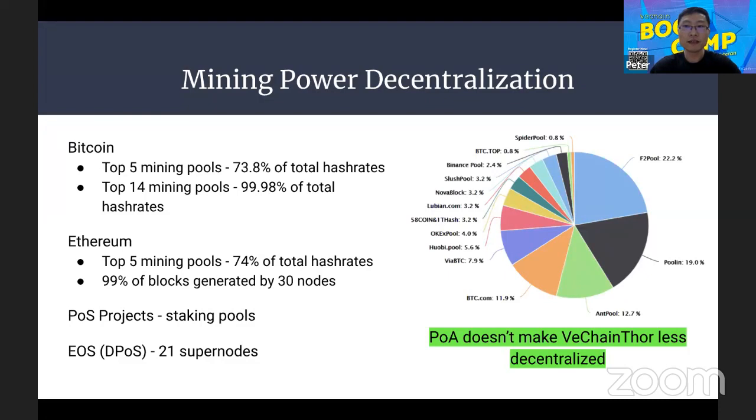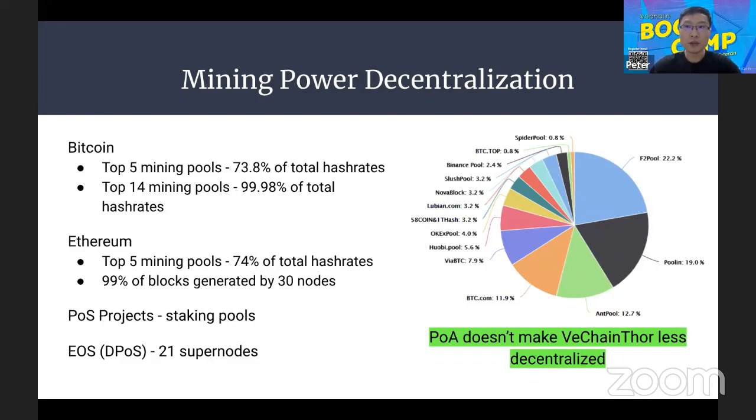I did a little bit of calculation here, and the results show me that the top 5 mining pools control 73.8% of the total hash rates, and the top 14 mining pools controlled 99.98% of the total hash rates. I also found that all of the Bitcoin blocks were generated by one of the 14 mining pools in those 24 hours. Okay, next let's look at the Ethereum network.